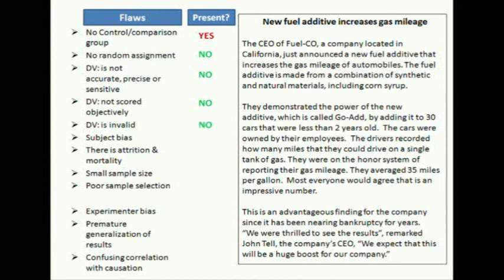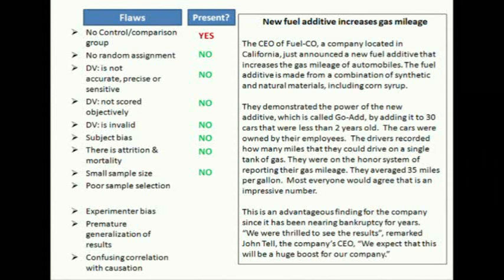The subjects in this case were the cars, so subject bias could not be a problem since they cannot consciously or unconsciously affect the results. Wouldn't it be weird if they could? Yeah, I know. There was no mention of attritional mortality, so we should count that as no flaw. Aspects which are not mentioned should not be counted as flaws. And the article mentioned that there were 30 cars. This is a big enough sample.